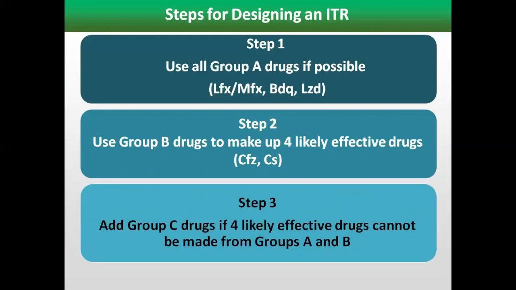Okay, for step 3, add group C drugs. So marami-rami na yung group C drugs, diba? If the 4 likely effective drugs cannot be made from groups A and B. So, ito, sa group A, you have 3 drugs. So, if pwede si patient dito sa drugs na to, mag-add ka na lang ng isa, pili ka dito sa dalawa to complete the 4. However, for example, hindi siya pwede sa levofloxacin, BDQ and linezolid lang. So, you add the clofazimine and cycloserine para maging 4.